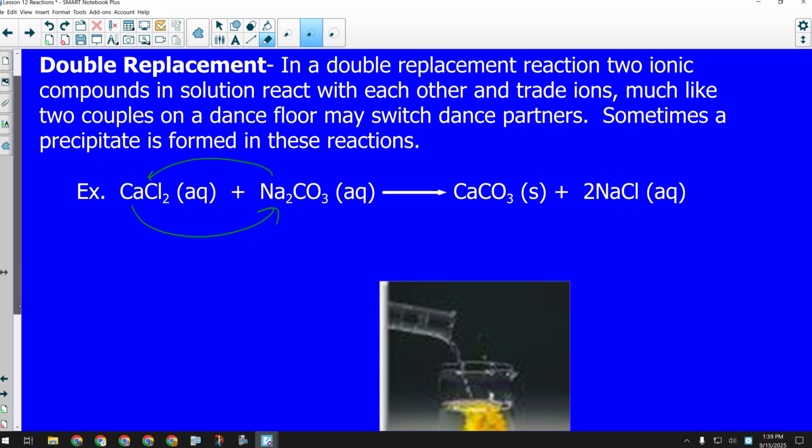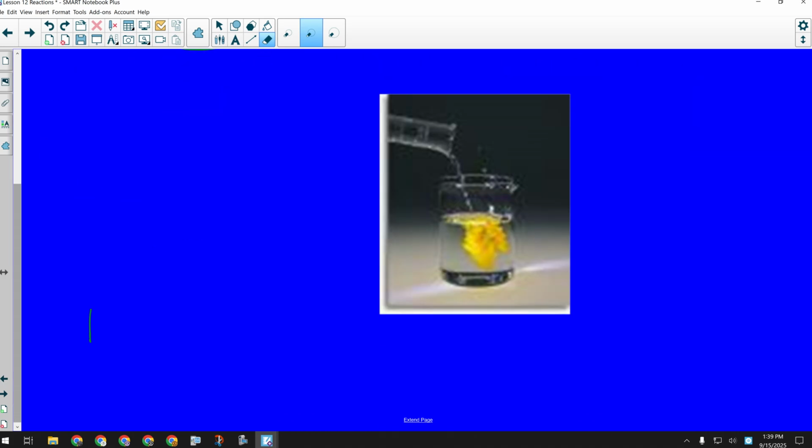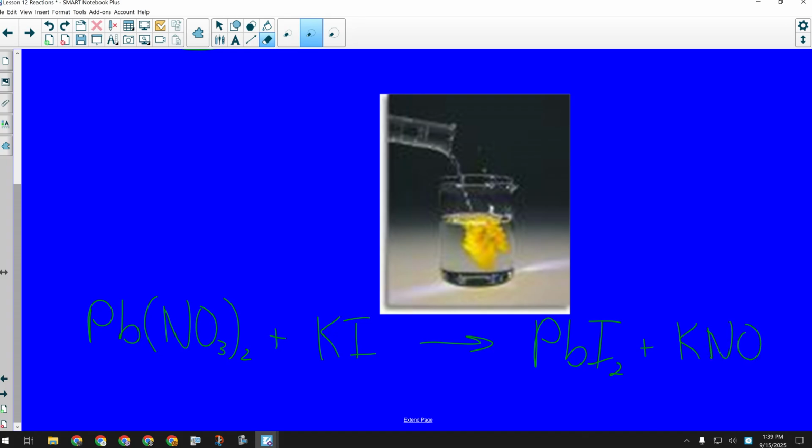Okay, here's another one. I want you guys to write this one down. Okay, so we got lead 2 nitrate, and it's reacting with potassium iodide. And that is going to make lead 2 iodide and potassium nitrate.